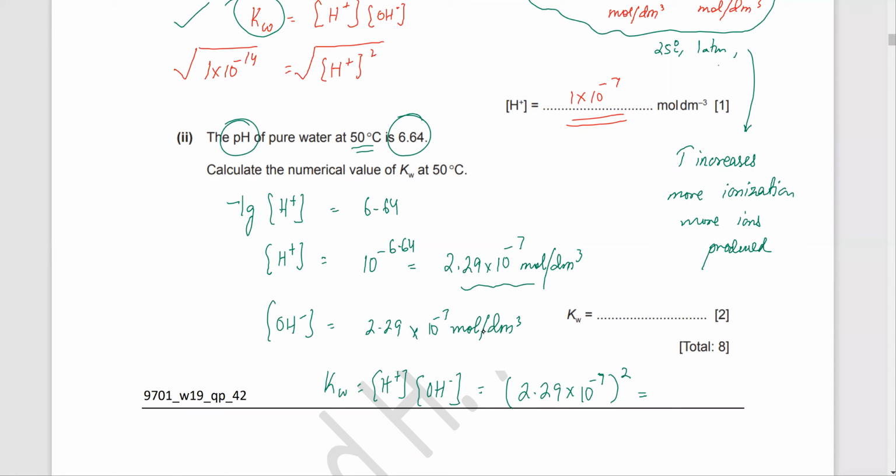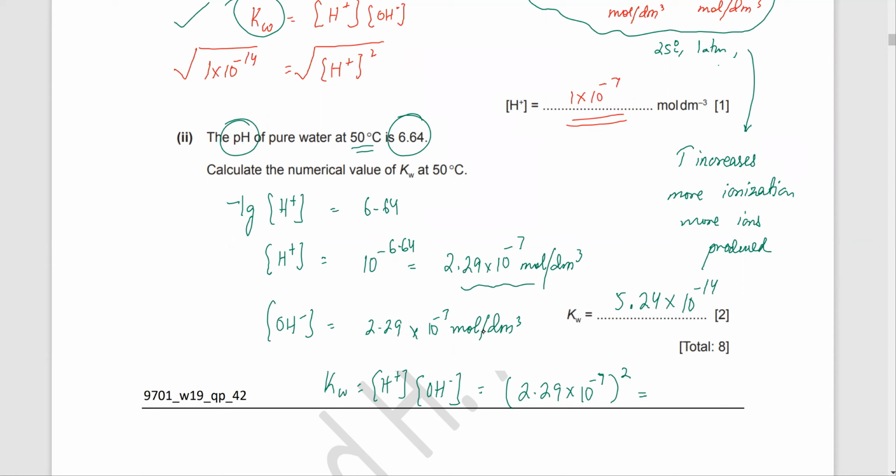Abu Sarah, Aisha? Is it 5.24 times 10 to the power negative 14? 5.24 times 10 power negative 14, that's the value. You got it.